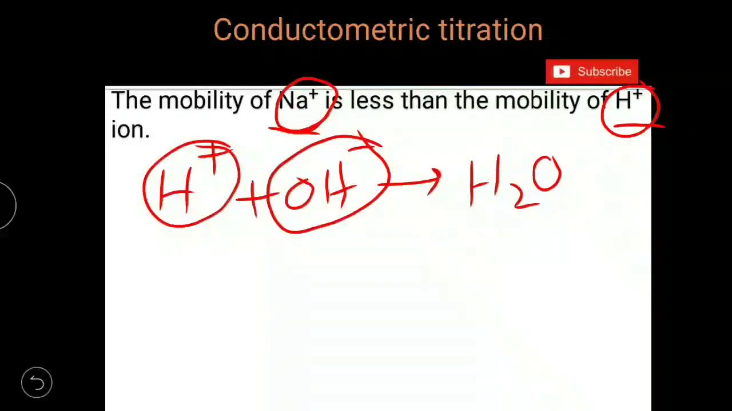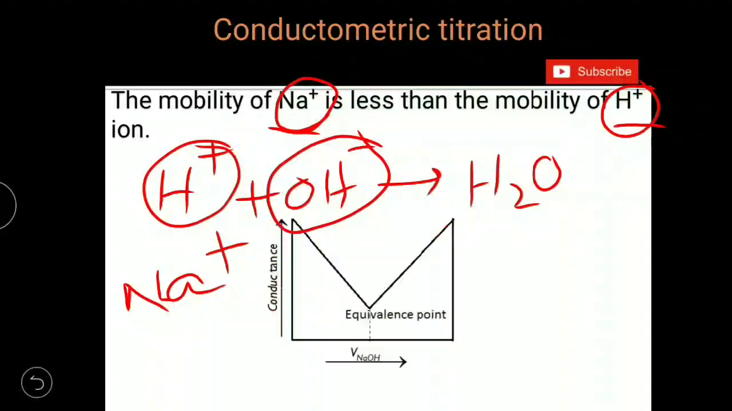They are removed from the solution, and these H+ ions present in the solution are replaced by Na+ ions of NaOH, and Na+ ions are slow ions. Their mobility is less when compared to H+ ions. As the fast moving H+ ions are replaced by slow moving sodium ions, there will be decrease in conductance till we reach equivalence point.